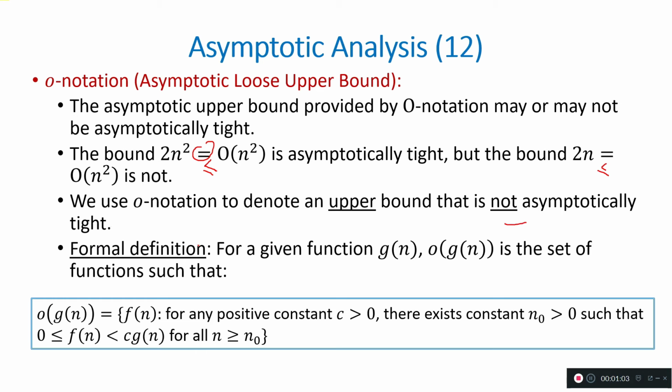The formal definition is given over here. For a given function g of n, small o of g of n is a set of all functions such that for every f of n in this set, there exists some constant c value and there exists some constant n naught value such that this condition is satisfied. So the difference between the small o notation and the big O notation lies over here. In the big O notation, we have an equal condition as well, while in the small o notation, it is strictly less than.